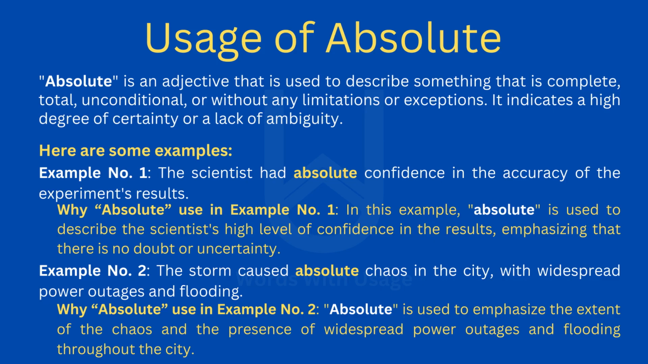Example number 2. The storm caused absolute chaos in the city, with widespread power outages and flooding. Why is absolute used in example number 2? Absolute is used to emphasize the extent of the chaos and the presence of widespread power outages and flooding throughout the city.